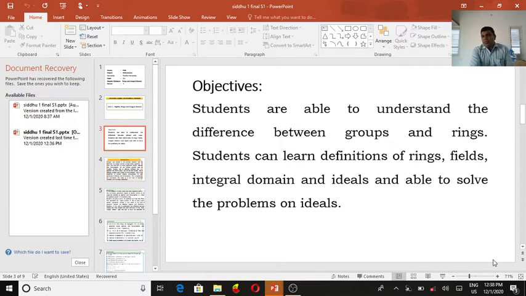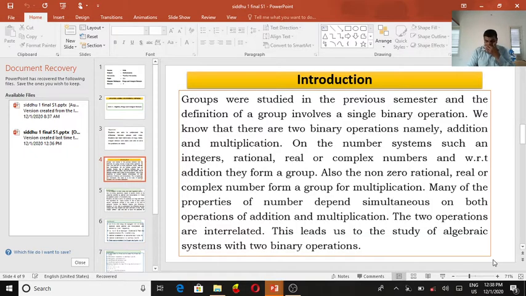So when you come to this chapter on rings, the students will be able to understand the difference between groups and rings. Students can learn the definitions of ring, field, integral domain, and ideal, and be able to solve problems on ideals. This is the objective of these sessions.